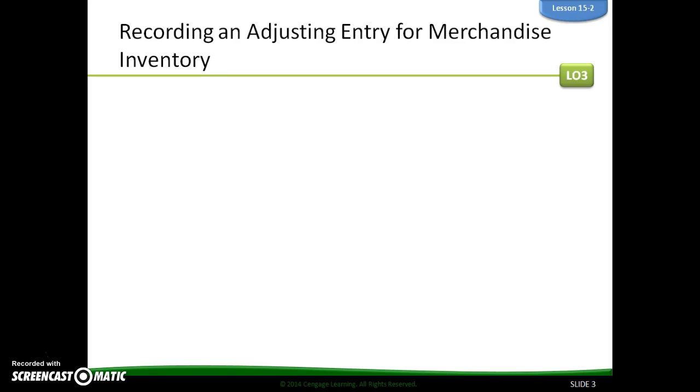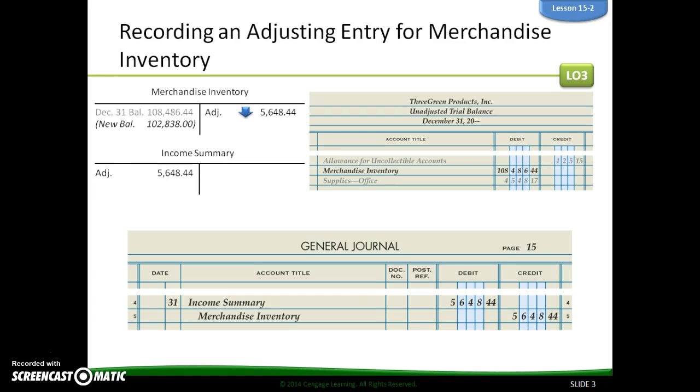All right, so to record an adjusting entry for our merchandise inventory, we want to be thinking about the accounts that are going to be impacted and whether we're going to be doing a debit or a credit. We can think about our merchandise inventory and our December 31st balance, and we're making a credit adjustment that's going to be reducing our assets, because merchandise is an asset. Then we're going to adjust our income summary.